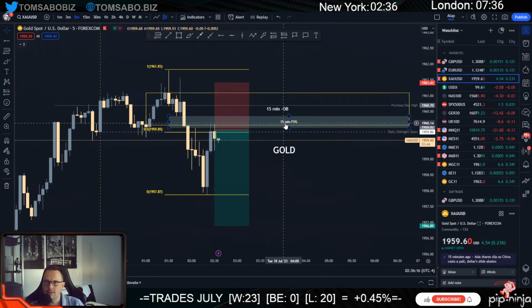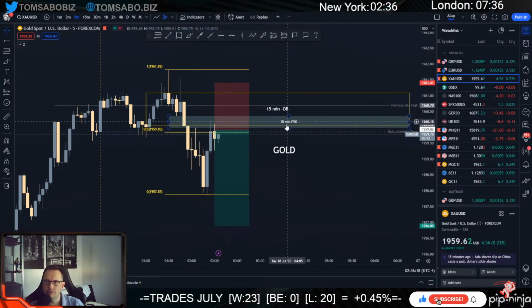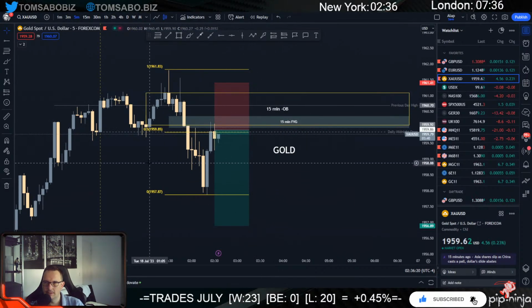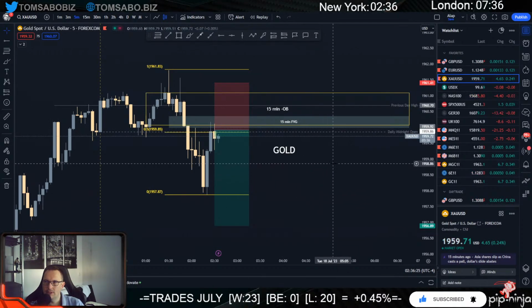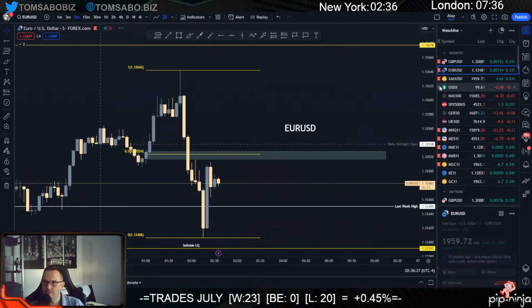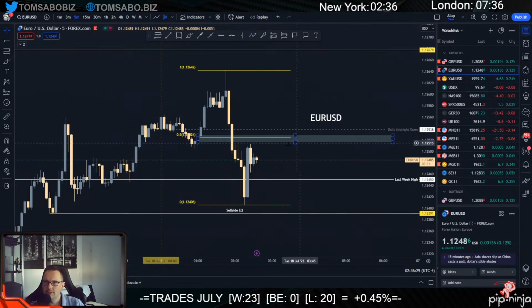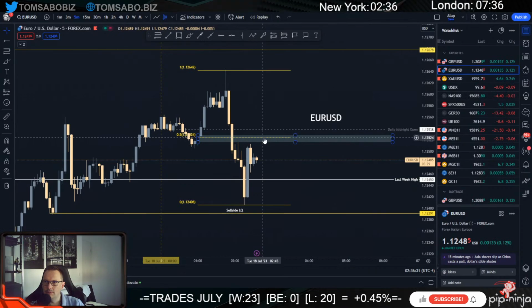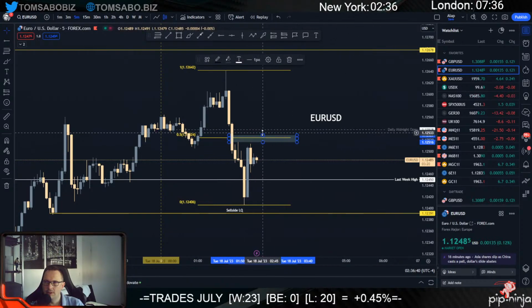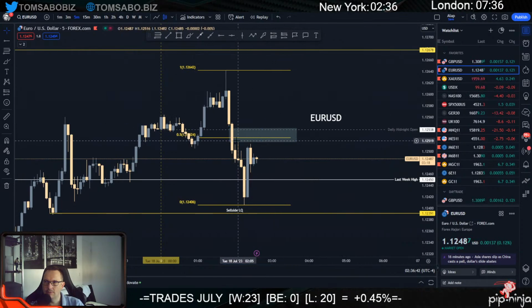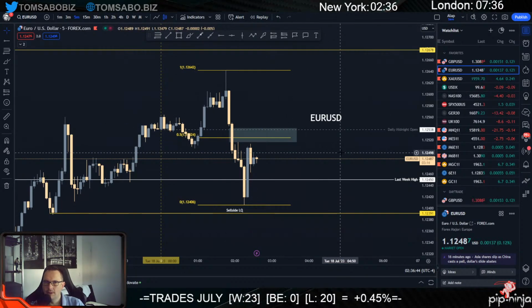The 15-minute fair value gap and the 15-minute bearish order block are overlapping, yes. So looking in the same direction on gold. Euro equilibrium right here at the fair value gap level. Of course, this is here, but still, look at that. Euro dollar is still a good entry.